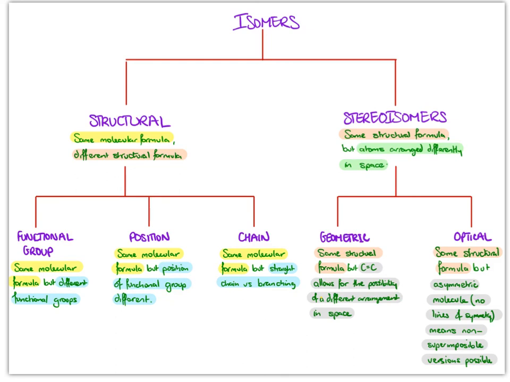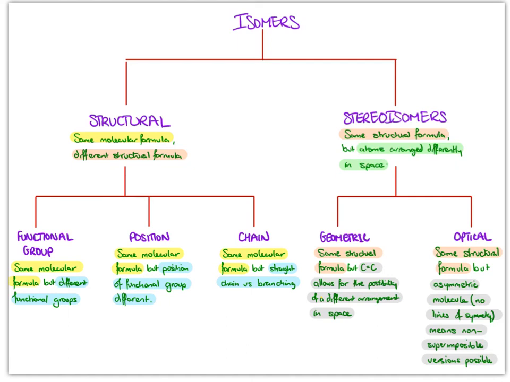The structural we could break down into functional group, position, and chain. Functional group isomers had the same molecular formula but different functional groups. Position isomers had the same molecular formula but the position of the functional group was different. And in chain isomers they had the same molecular formula but we had the possibility of different branching. And then in the stereoisomers, we only looked at geometric. Optical is something that we'll look at in the future.